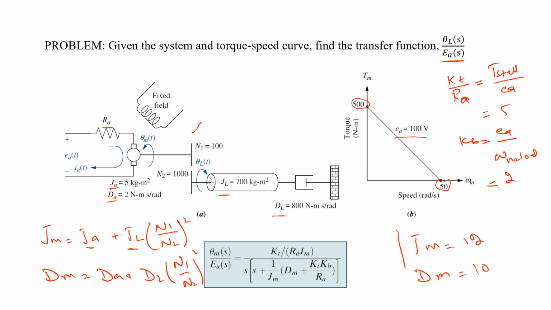So now we have the mechanical constants and the electrical constants written here. We can plug these constants into this equation, so let's do that in the next slide. Let me write down the found constants again. Jm was found to be 12 and Dm was found to be 10. Kt divided by Ra was found to be 5 and Kb was found to be 2. So let's put these constants in this expression.